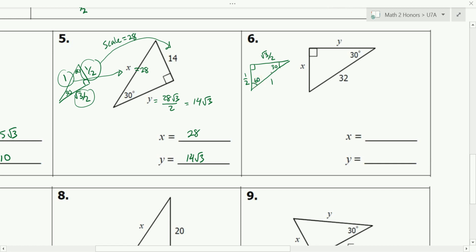So what's our scale factor here? 32. So what's x going to be? Half of 32. So 32 over 2 is 16. And y? 32 root 3 over 2, so 16 root 3. All right, 7, 8, and 9. Finish it off.